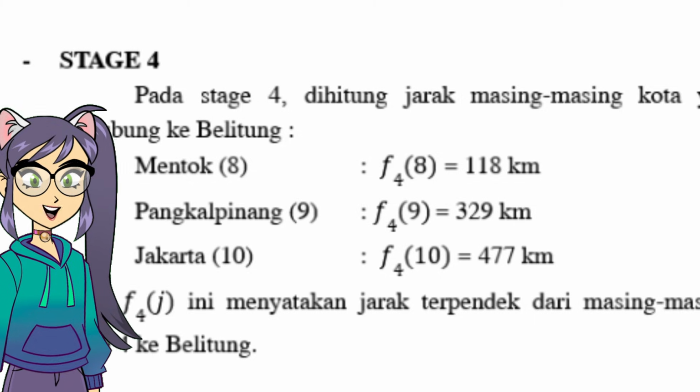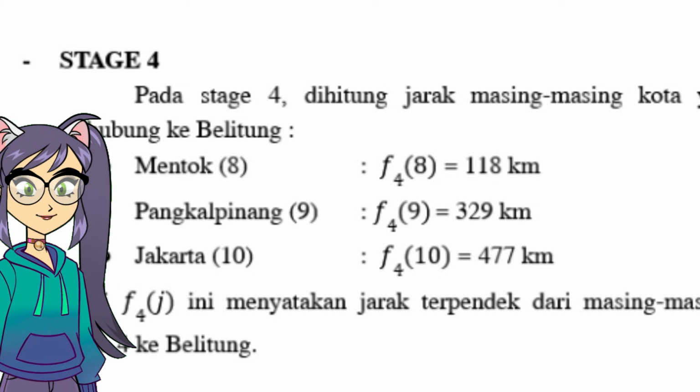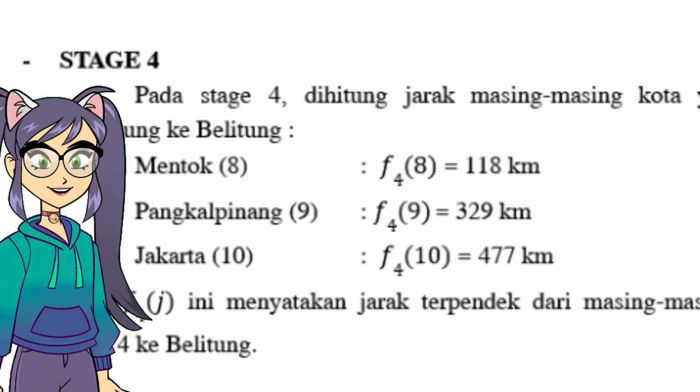For City 9, Pangkal Pinang, the direct distance to Belitung is 329 km. So, the minimum distance from the city to Belitung is fixed at that value. And for City 10, Jakarta, the direct distance to Belitung is 477 km. This completes the calculation for stage 4.